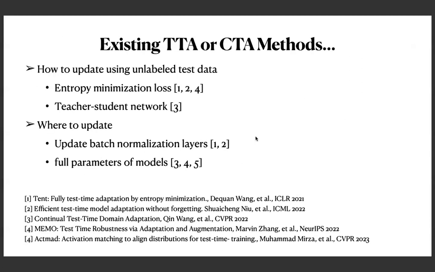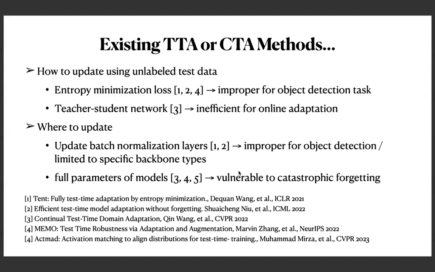Existing methods for test time adaptation and continual test time adaptation include entropy minimization loss and teacher-student network framework for using unlabeled test data, and they update batch normalization layers or full parameters of models. However, these approaches have limitations such as being improper for object detection, inefficiency for online adaptation, and vulnerability to catastrophic forgetting.